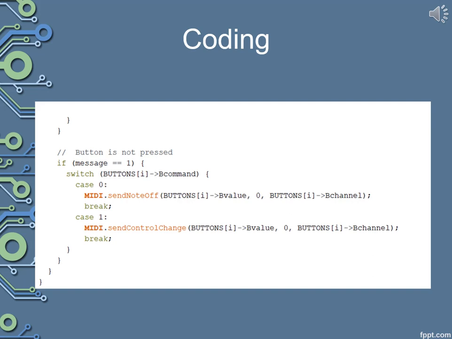When we release the button, the message value will become 1. We have two cases as well. The main difference is that we send note off with a speed value equal to 0.